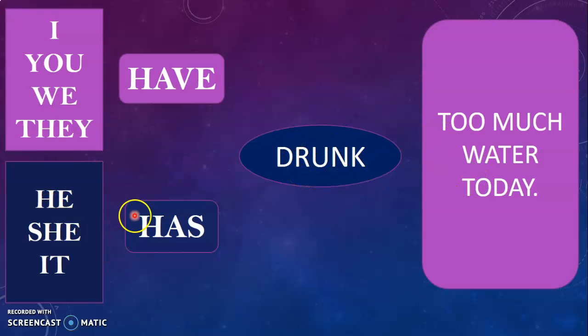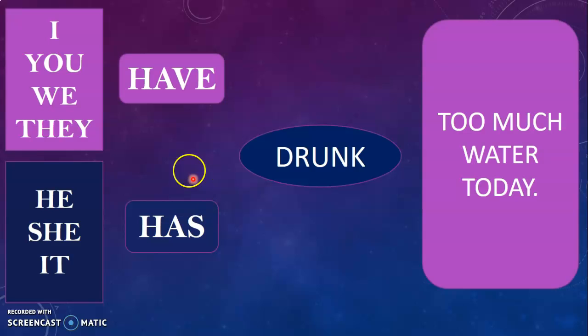Drunk. Y entonces has, cuando usamos has siempre con las terceras personas. He, she, and it. He has drunk. Él ha bebido. Okay? Él ha bebido mucha agua hoy. She has drunk. Ella ha bebido.